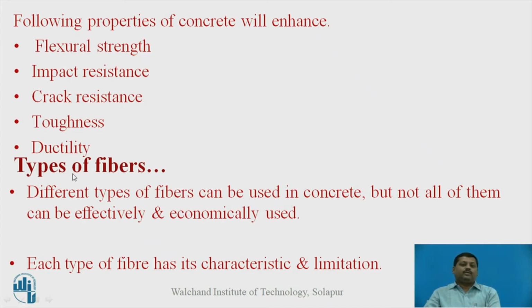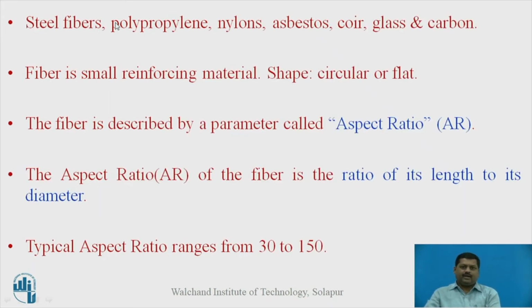Now, there are various types of fibers that can be used, but not all of them can be effective and economic. Each fiber has its own characteristics and limitations. So let us see the fibers: steel fibers, polypropylene fibers, nylon fibers, asbestos, wire, glass, and carbon. These are the different fibers used in concrete.